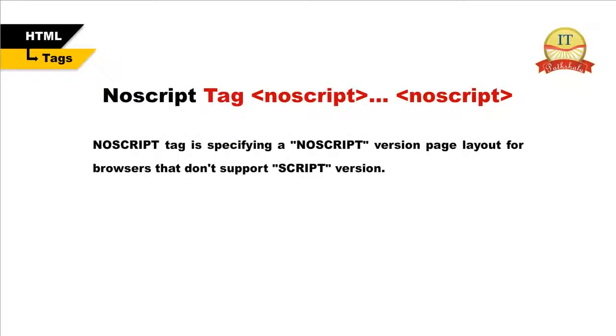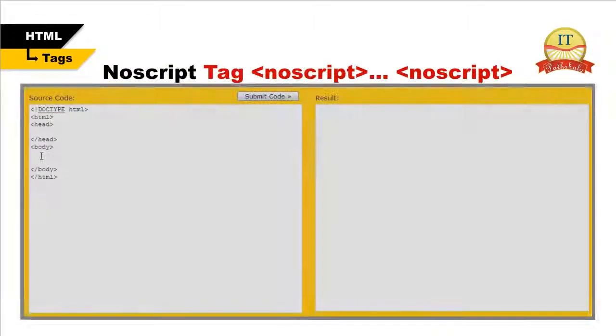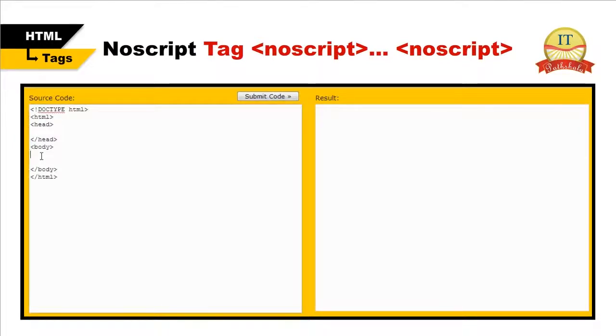Noscript tag. The Noscript tag specifies a Noscript version page layout for browsers that don't support script version. Basically, what happens if a browser does not support the script that you have used to write your HTML page, it will display the message that you have entered inside the Noscript tags.